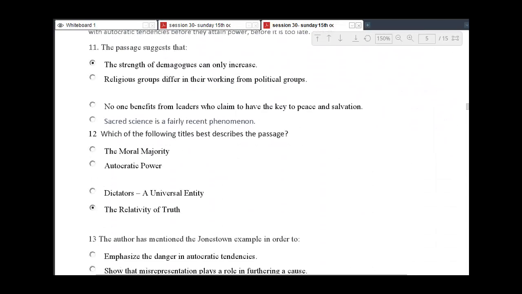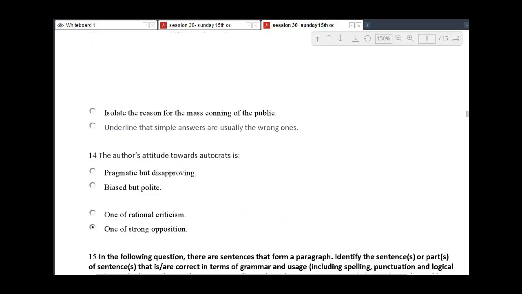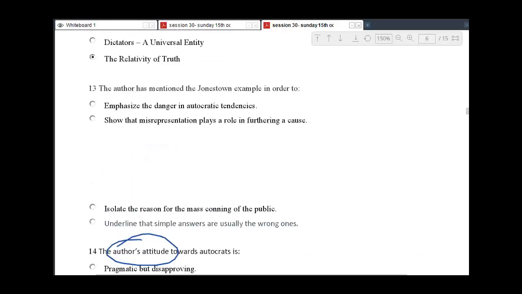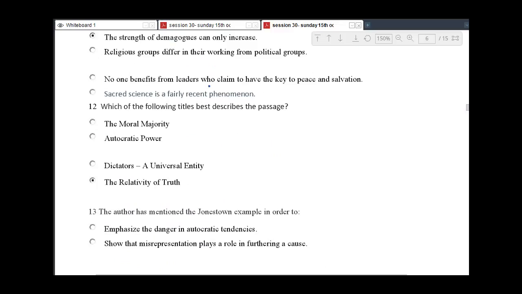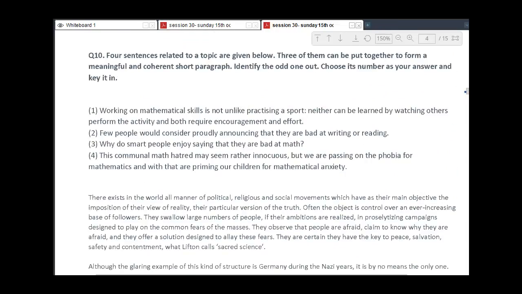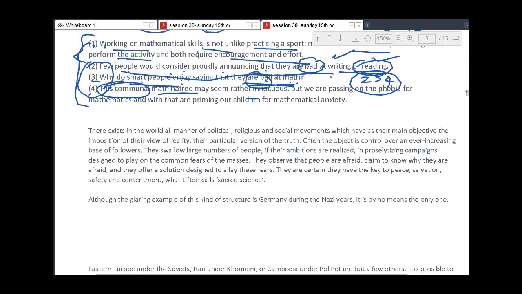This question has four options, and the question says the author's attitude, correct? And the other question asks what is the title of the passage, right? So if I broadly understand the passage, I can mark the RCs quickly. Because there are only four questions, I can easily mark the answer. So I will read the passage first and then I will go to the question, right?